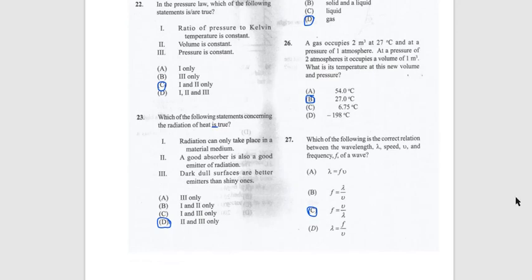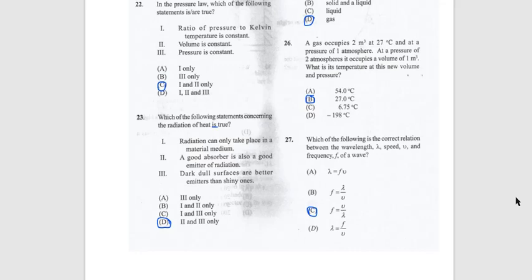26. A gas occupies 2 meter cube at 27 degrees Celsius and at a pressure of 1 atmosphere. At a pressure of 2 atmospheres, it occupies a volume of 1 meter cube. What is the temperature at this new volume and pressure? So you'd have to use the gas law, combined gas equation. So PV over T equal to PV over T.